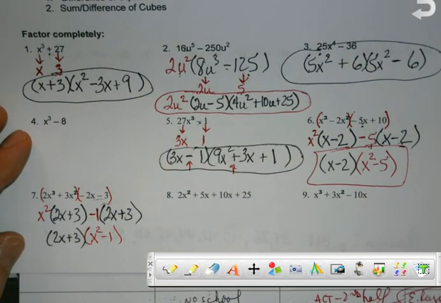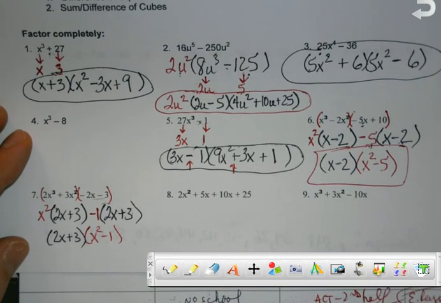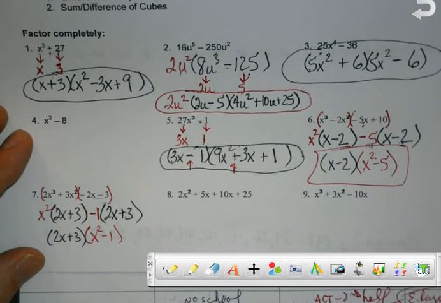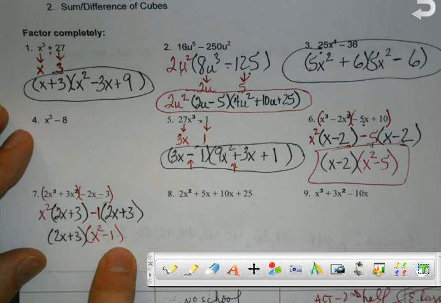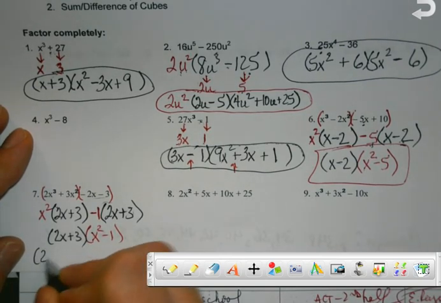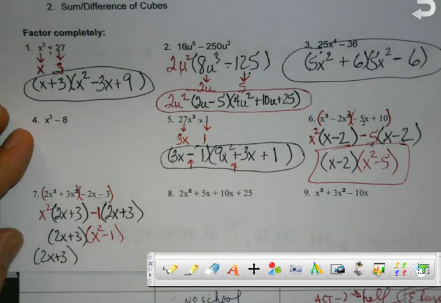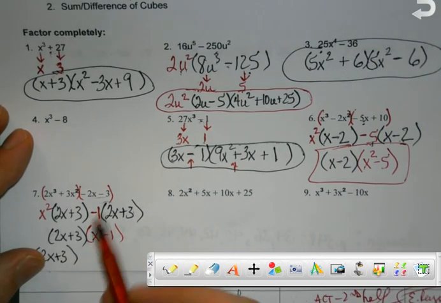Am I done? Loaded question. You're like, would Hardy ask it if it was done? Probably not. What the heck else can I do? Look at your red set of parentheses. X squared minus 1. Does that fit any of our factoring patterns? They're both squares. You're like, oh crap, we got to break this down again. Okay, x squared minus 1 is a difference of squares.